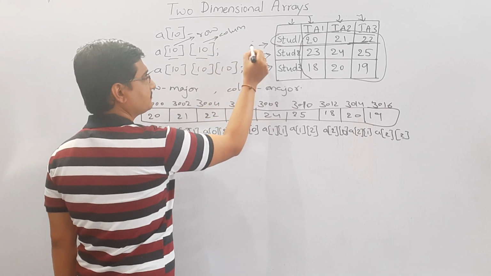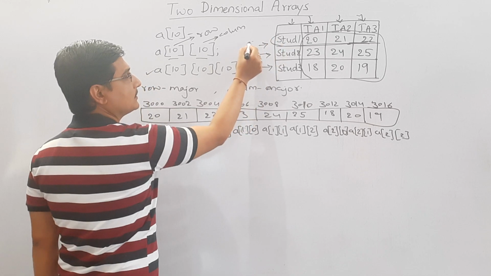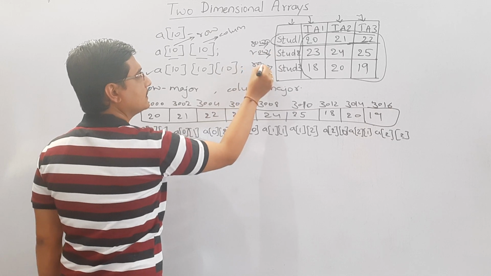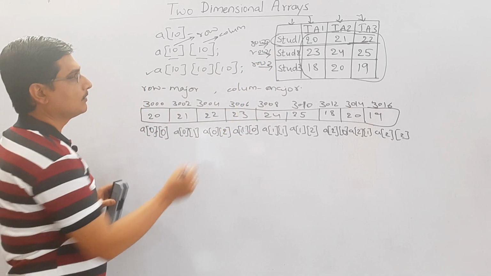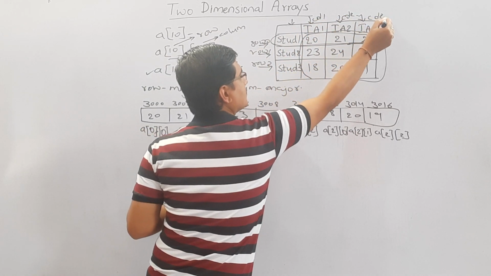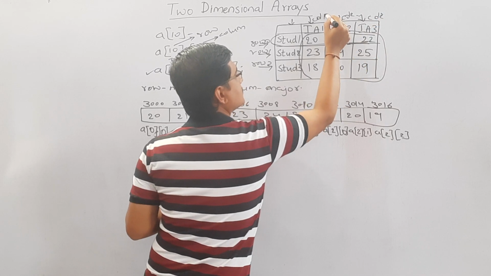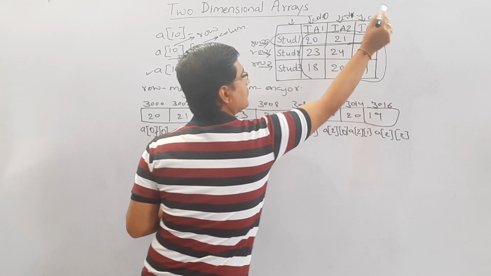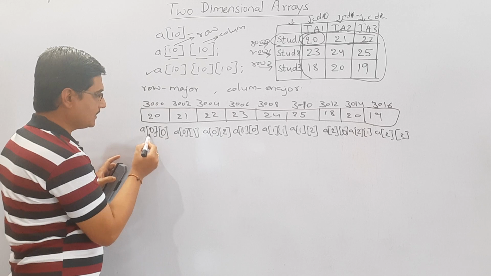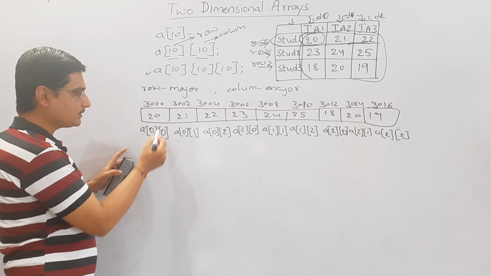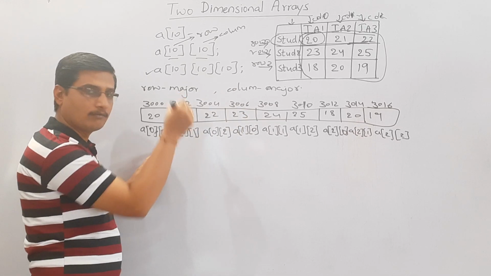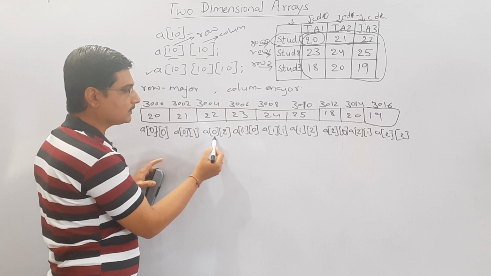Leave the titles. This is row 0, this is row 1, this is row 2, right? And this is column 0, this is column 1, this is column 2. So this particular element is A of 0, 0, the 0th row, 0th column element. The second element is 0, 1, that is 0th row, first column. The third element is 0th row, second column.